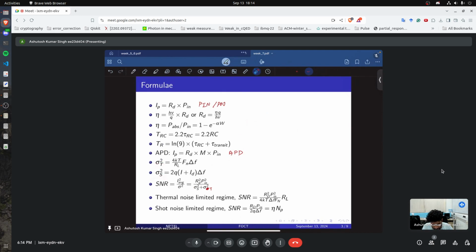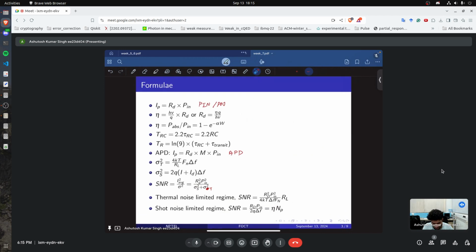And then there were two regimes that were considered. One is the thermal noise limited regime, where the SNR is given by this. The shot noise limited regime, where the SNR is given by this. Essentially what we have done is that in the thermal regime the shot noise has been ignored, and in the shot noise regime the thermal noise has been ignored.